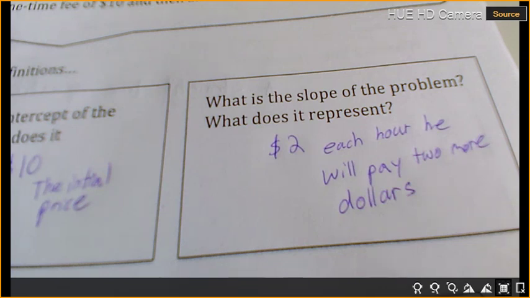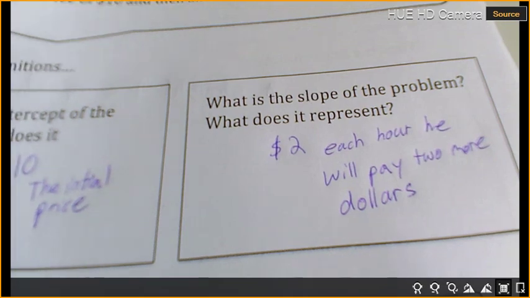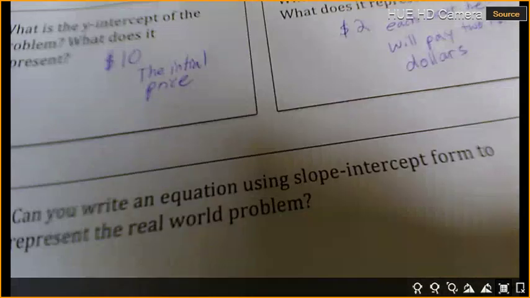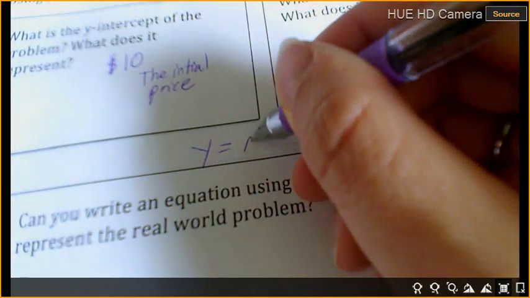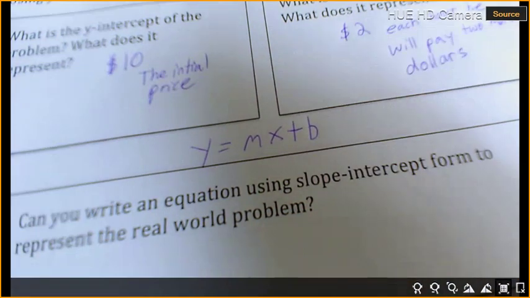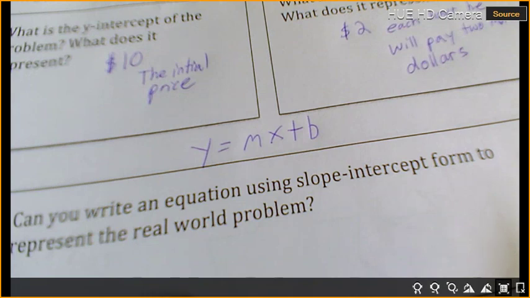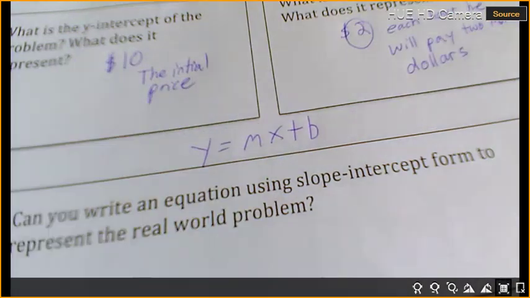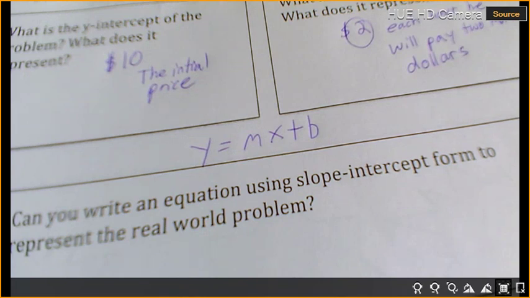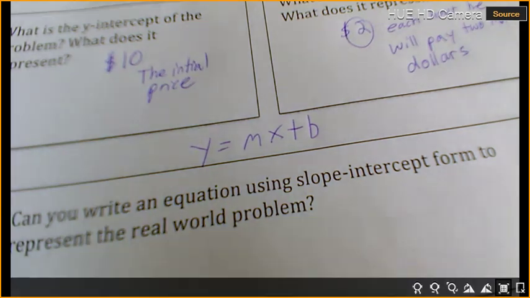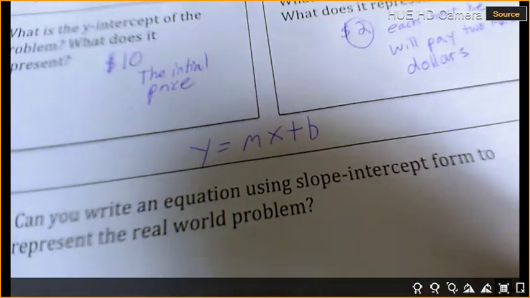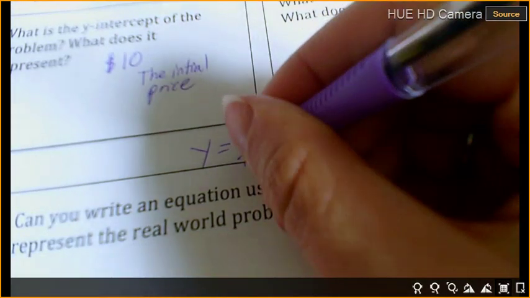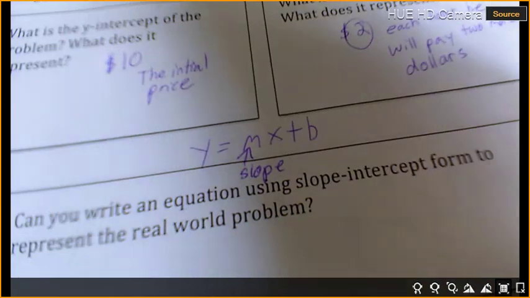Okay. Can you write an equation using the slope-intercept form to represent this real-world problem? Okay. So we know it's y equals mx plus b is our equation, right? Which one's the b? 2? 2 is the b? That's the initial value? That's where we start? Okay, let's think about this. What does the m mean? M is slope. What does the b mean? Y-intercept.